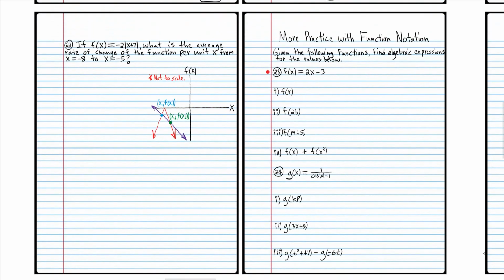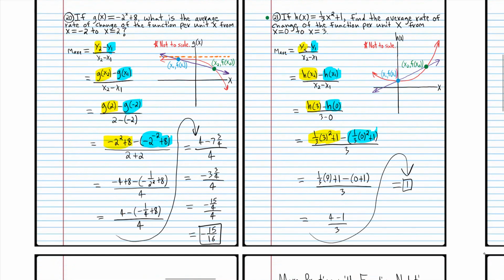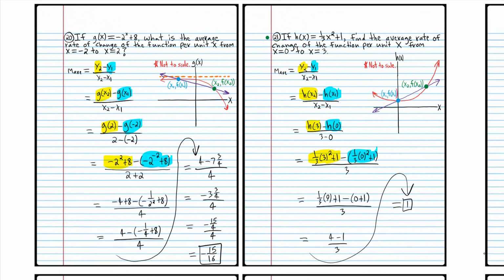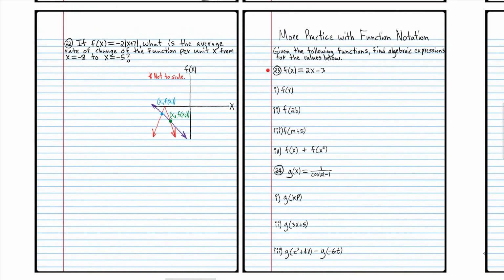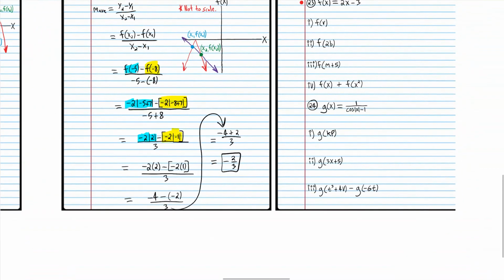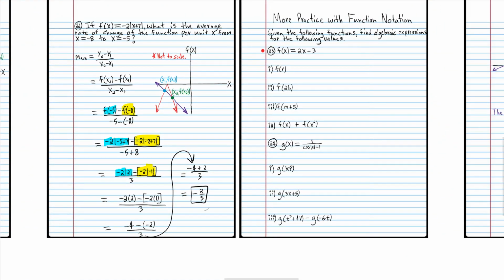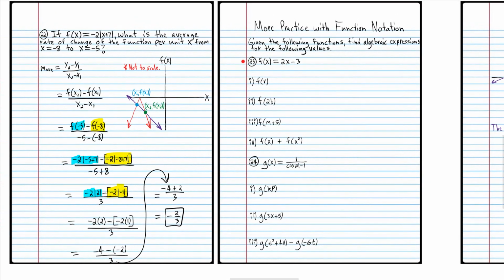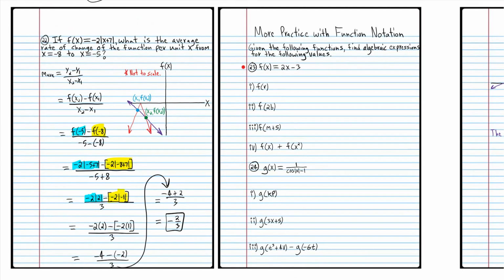Go ahead and try number 22. You can take a picture of these problems if you'd like to help you. Try 22. When you come back, we'll do it together. Alright, we're back. So the average rate of change should be negative because the secant line is going downwards, if you can see that. So if you got that right, good.